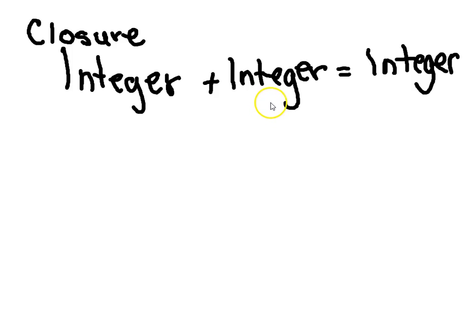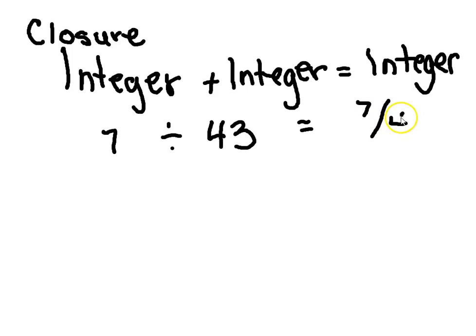Now, can I do that with division? Let's take a look. If I have an integer and I divide by another integer, there is no guarantee I'm going to get an integer back out. I'll get a real number, but I'm not going to get an integer back out. Like if I were to have 7 divided by 43, that is certainly not going to be an integer. So the answer is nope, not on that one. So integers under division are not closed.